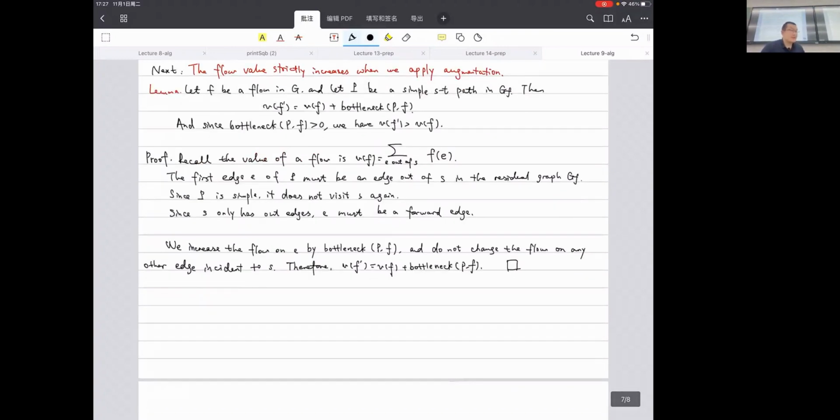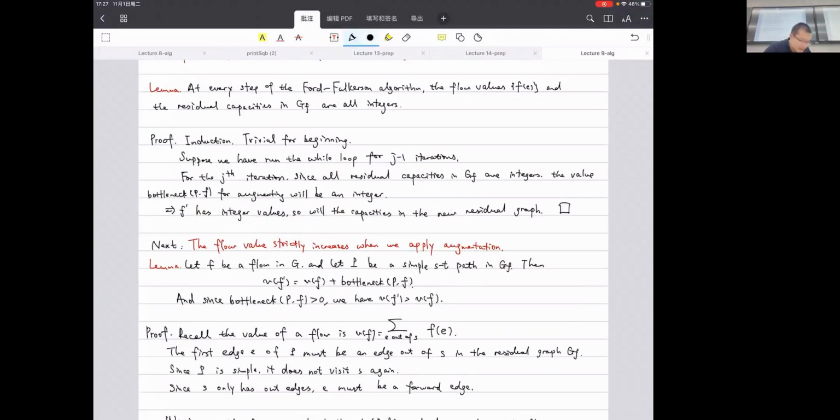Okay, so any question about this lemma? I guess this should be relatively intuitive. But this lemma is very important because it shows that by doing augmentation the value of the flow is going to strictly increase. And also very importantly, we have argued that everything here must be an integer, so the flow value should also be an integer. The increase of an integer should be at least 1. So this is a very important point here.